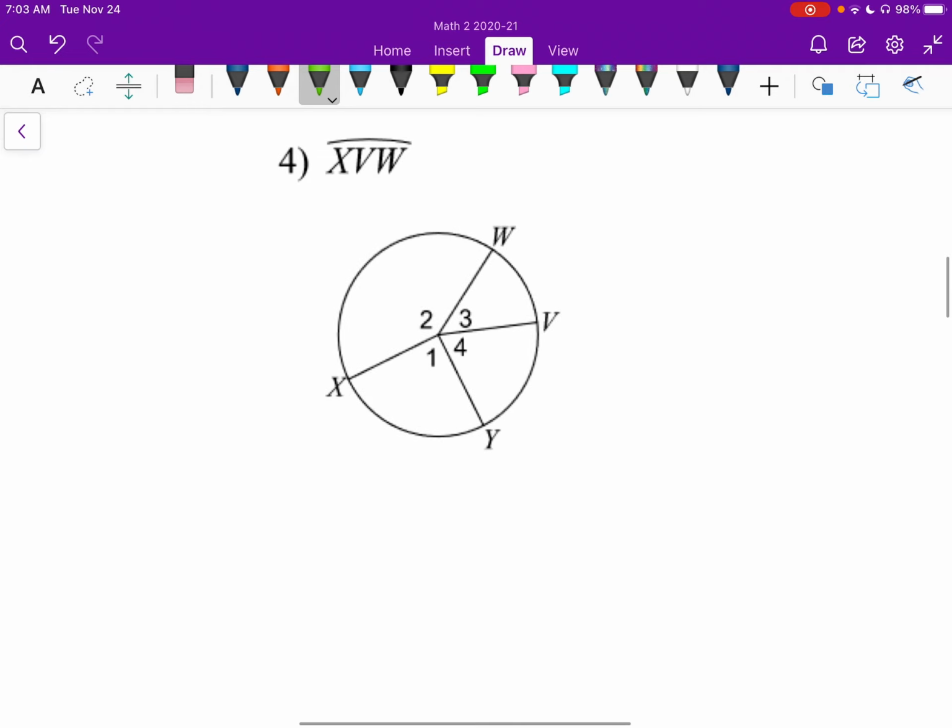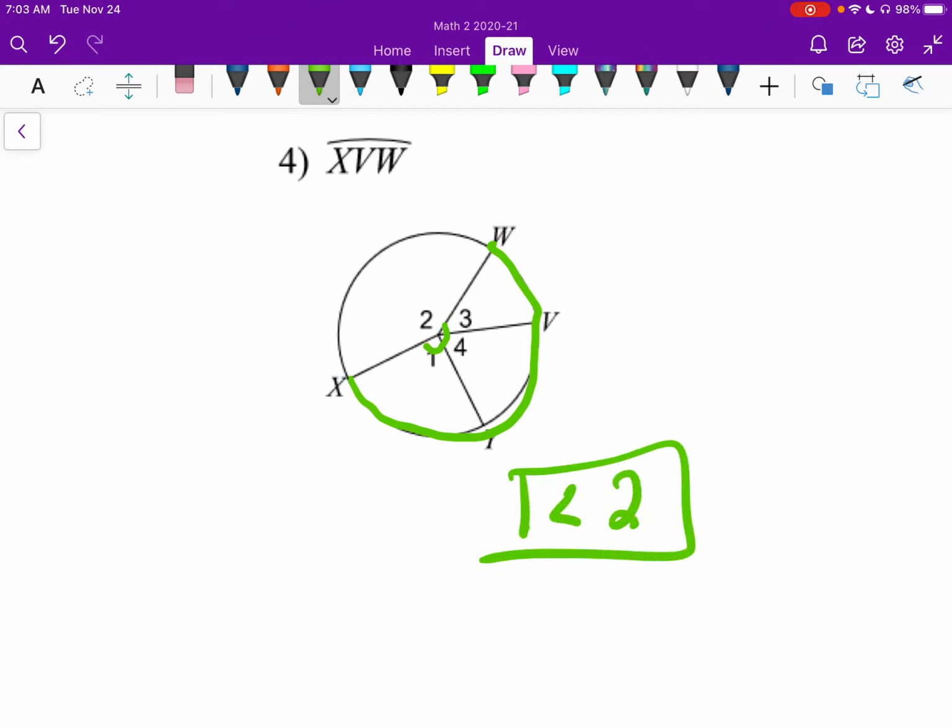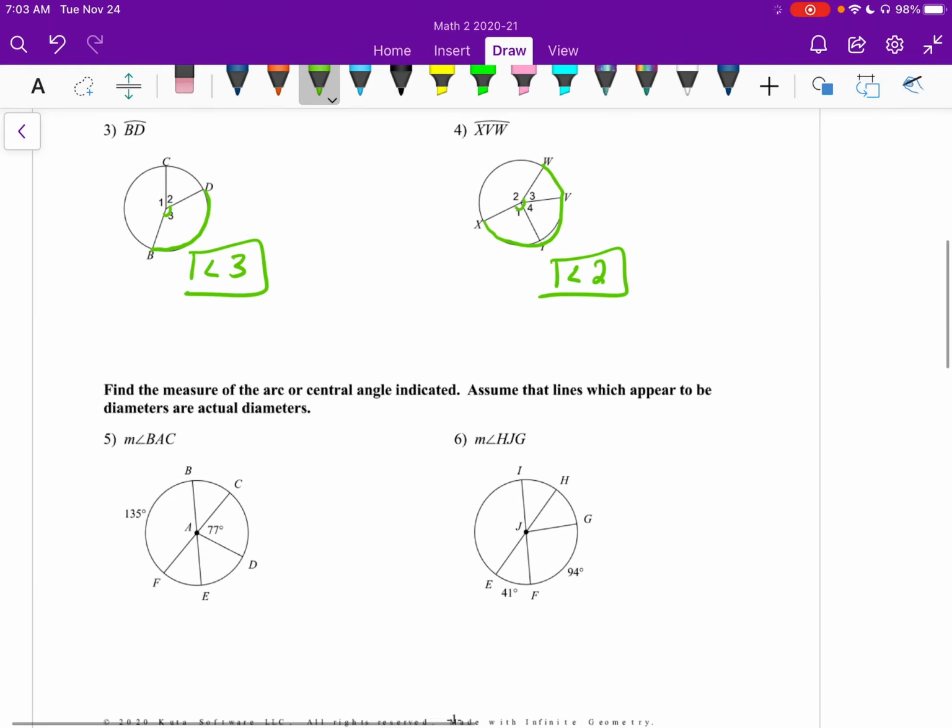Number 4, another major arc. So we've got XVW. So it looks like we're going to have to go XVW. You always want to follow the order that they listed. So it covers those 3, but Kuda will say that the answer is angle 2. That will be the central angle. All right.